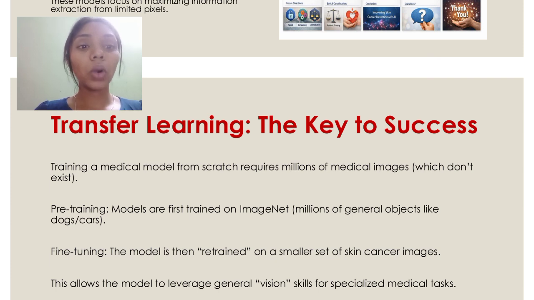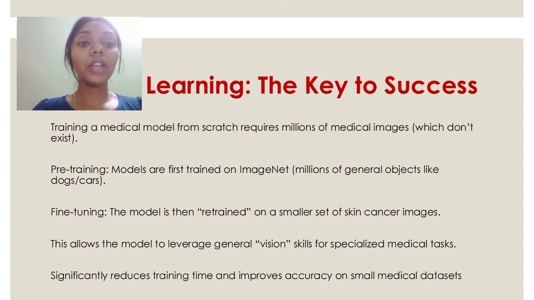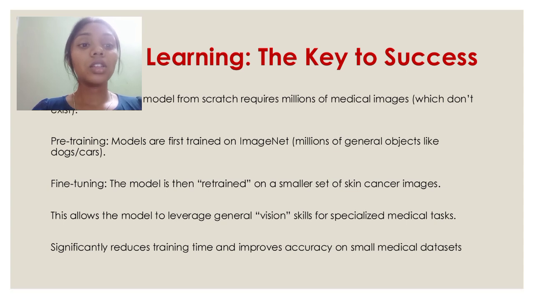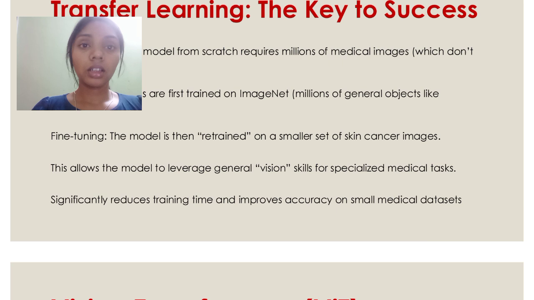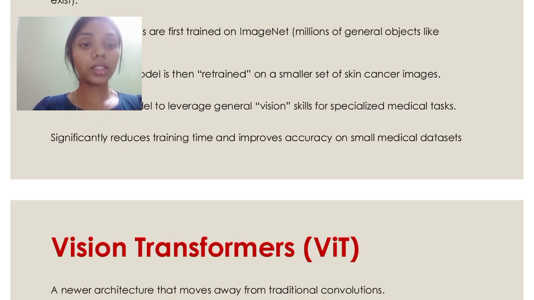So training a medical model from scratch requires millions of images which don't exist. Pre-training means models are first trained on ImageNet. Next, fine-tuning means retraining on the smaller set of skin cancer images. This allows the model to leverage general features, significantly reduces the training time, and improves accuracy.